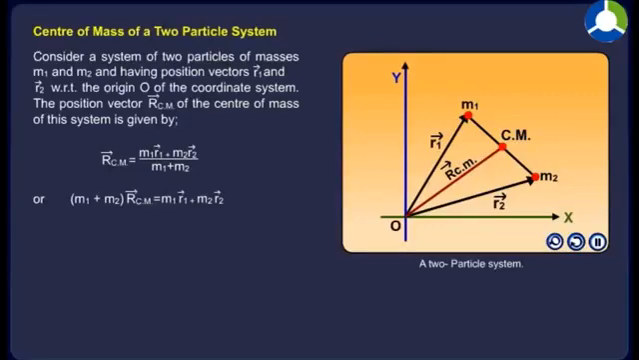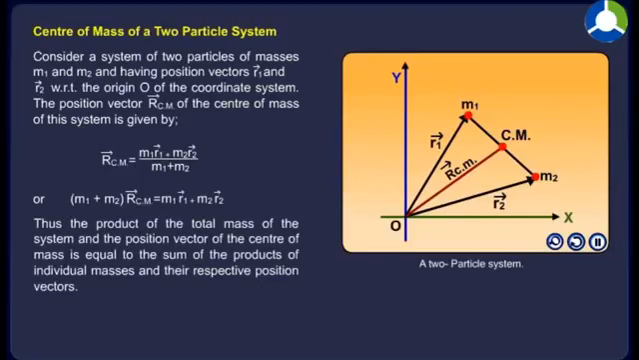The position vector r_cm of the center of mass of this system is given by r_cm is equal to (m1 r1 plus m2 r2) upon (m1 plus m2), or (m1 plus m2) times r_cm is equal to m1 r1 plus m2 r2. Thus, the product of the total mass of the system and the position vector of the center of mass is equal to the sum of the products of individual masses and their respective position vectors.